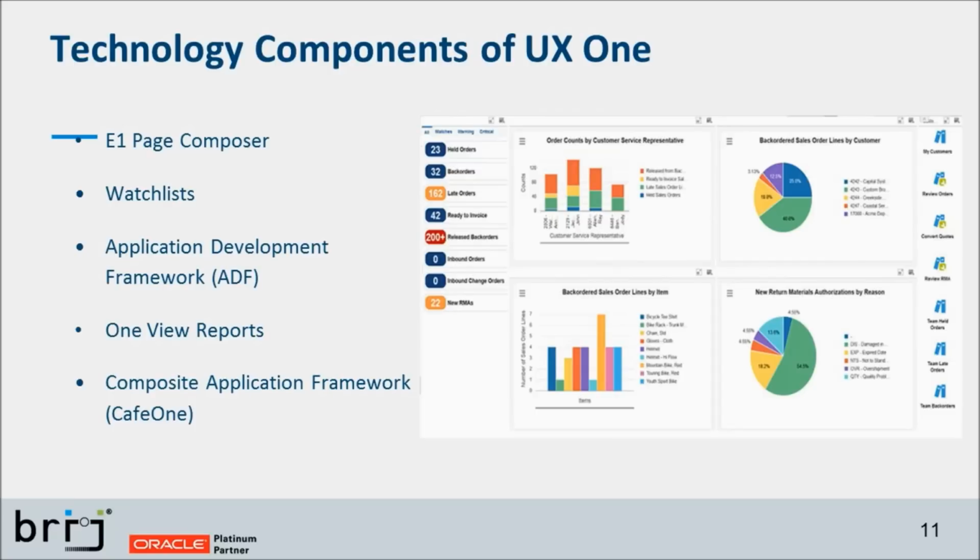It utilizes the Application Development Framework, or ADF, for one-view reporting style graphs and charts in the Analyze pane. And then it utilizes the Composite Application Framework, also known as CafeOne, to combine that information from various sources within a single form. And when you select a task from that springboard and it carries you over into that application, that springboard showing still at the top of your screen is utilizing CafeOne.